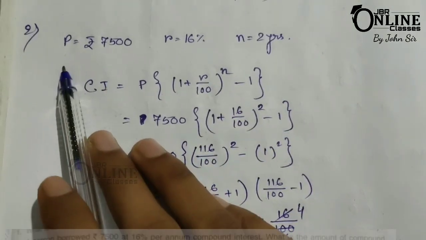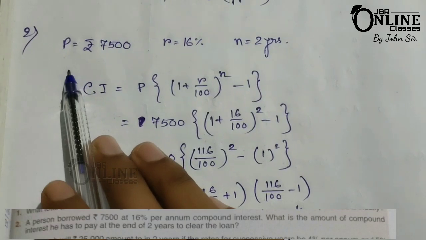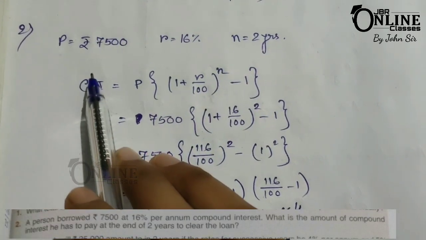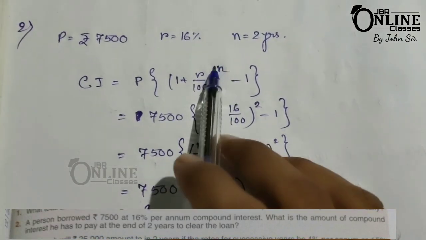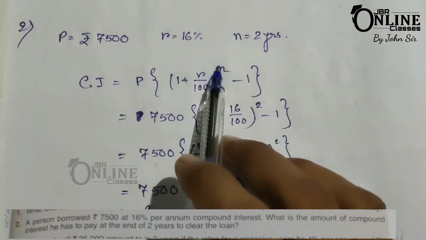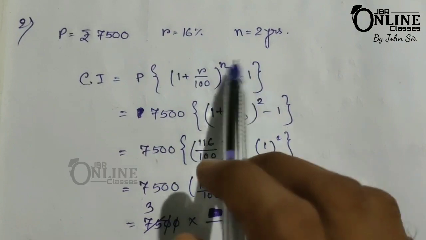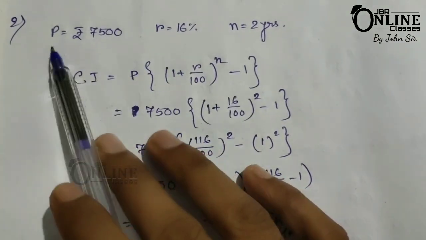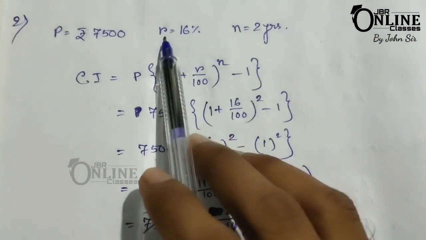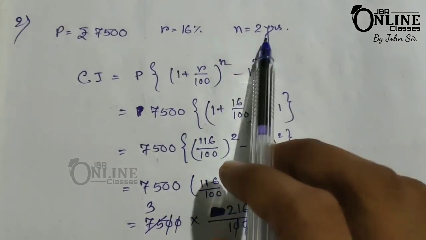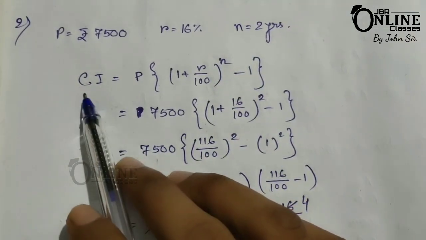Now sum number 2. A person borrowed rupees 7500 at 16% per annum compound interest. What is the amount of the compound interest he has to pay at the end of 2 years? So here principal equals 7500, rate equals 16%, N equals 2 years. Now you have to find out the compound interest.